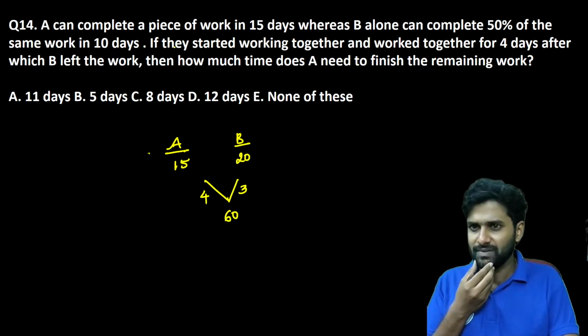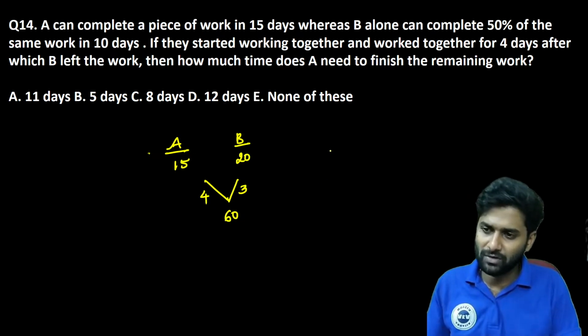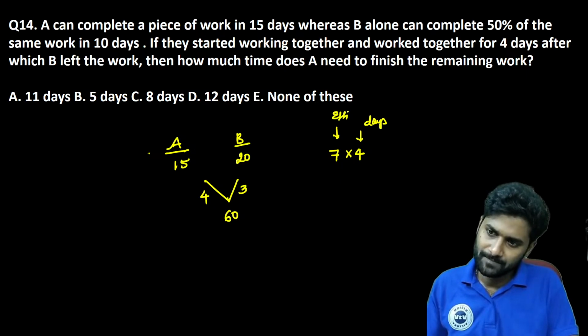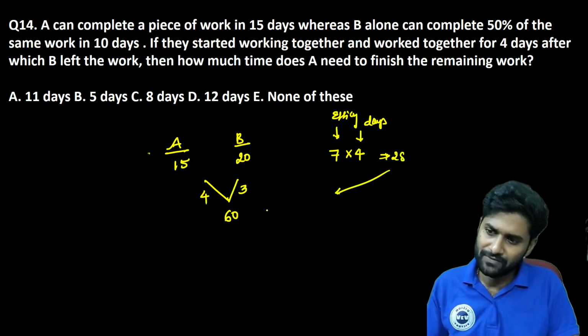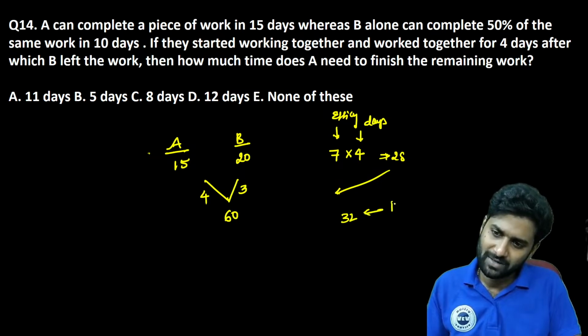Now the question here, if they start work together and work together for 4 days. If both work together, they complete 7 units per day. If they work for 4 days, this is efficiency, right? So they completed 28 units. See, out of 60, they completed 28 units, which means 32 units is remaining work.